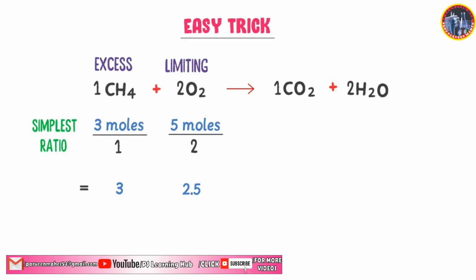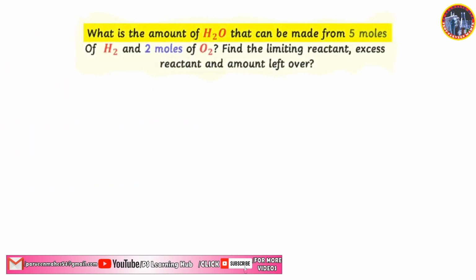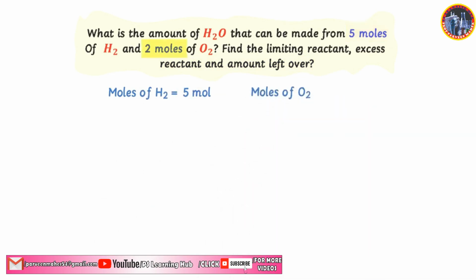Now, let me teach you numerical questions. For instance, what is the amount of H2O that can be made from 5 moles of H2 and 2 moles of O2? Find the limiting reactant, excess reactant, and amount left over in the chemical reaction. Well, firstly, I write the number of moles of hydrogen gas taken, which is equal to 5 moles. Also, I write the number of moles of oxygen gas taken, which is equal to 2 moles. Then I write the balanced chemical reaction.